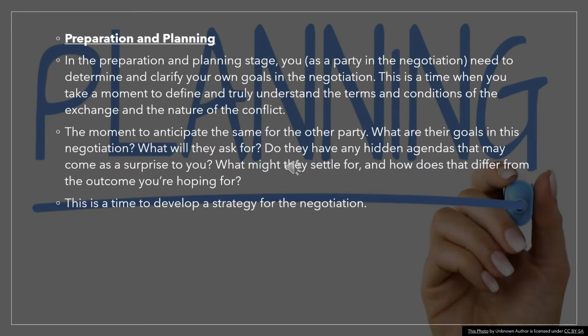So now we are going to see there are different steps for the negotiation process. The first step is preparation and planning. In the preparation and planning stage, you need to determine and clarify your own goals in the negotiation. This is a time when you take a moment to define and truly understand the terms and conditions of the exchange and the nature of conflict. Then anticipate the same for the other party.